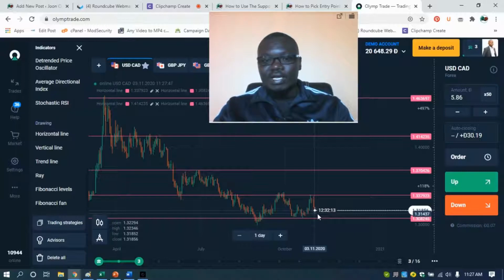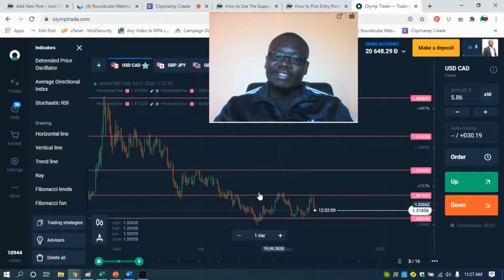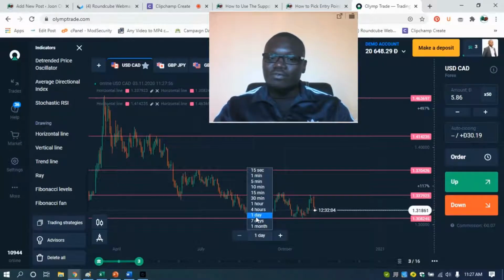If you are a day trader, you want to make sure that after you've seen the overall trend, then you narrow down, like we've seen for 1 day candlesticks.